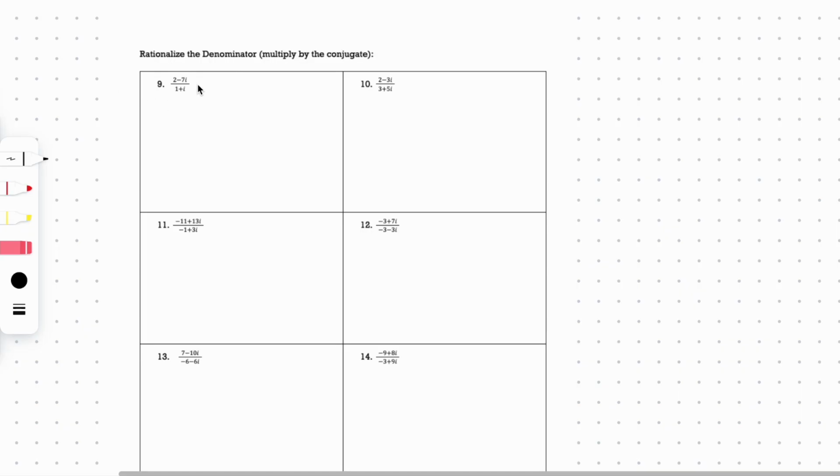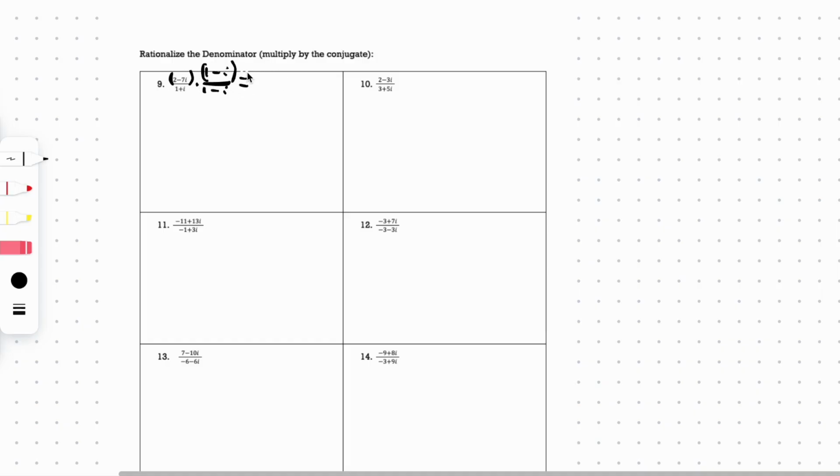So I'm going to multiply, in this case, by 1 minus i over 1 minus i. And 1 minus i over 1 minus i is equal to 1, right? They're the same value on the numerator and the denominator. So we're not changing the value of this left part, 2 minus 7i over 1 plus i. We're just changing how it's represented, okay? So here we're going to have to FOIL. We're going to just put parentheses around this.